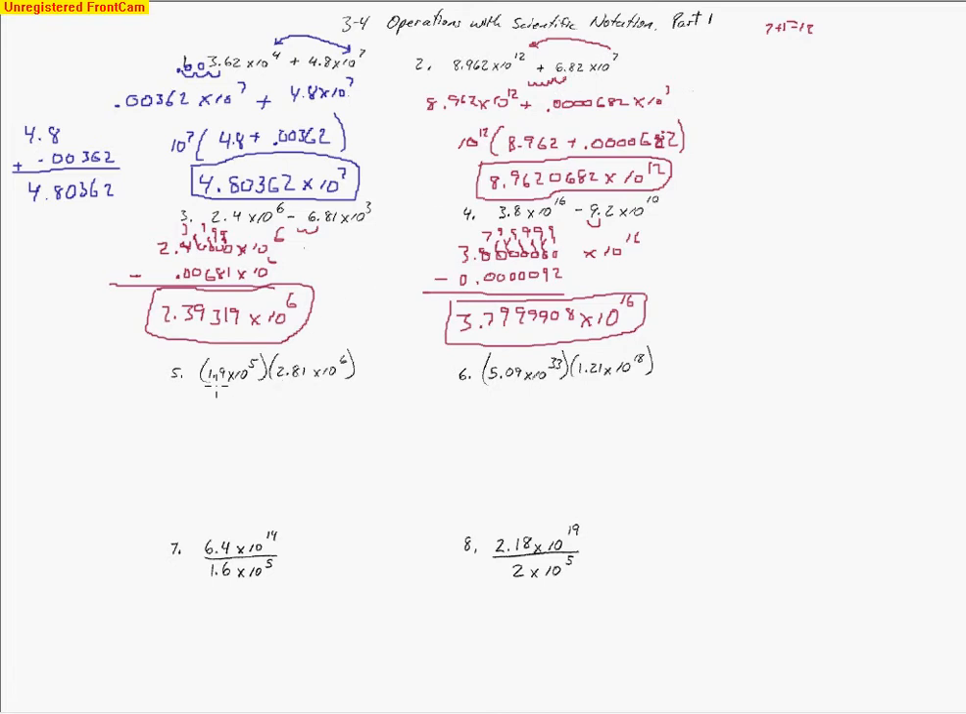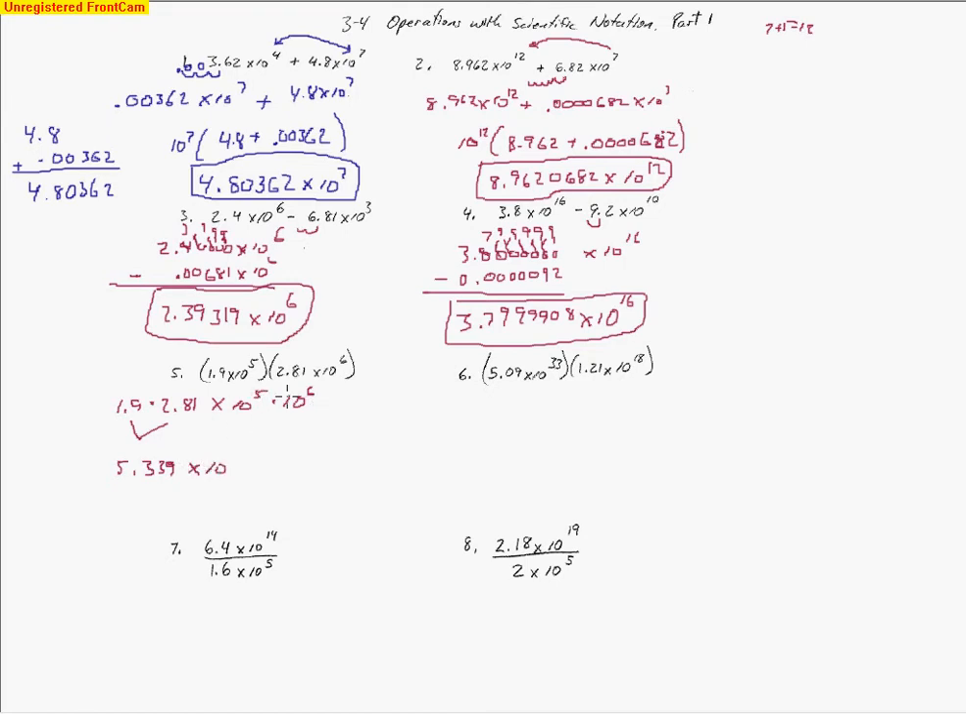So with multiplication, it's a little bit easier. We just take the 1.9 and multiply that by the 2.81. And then you bring the 10 to the 5th and the 10 to the 6th together. And so notice that everything's being multiplied. So I'm multiplying these two numbers, and that ends up giving me 5.339. And once I do that, then I can go ahead and combine the exponents.